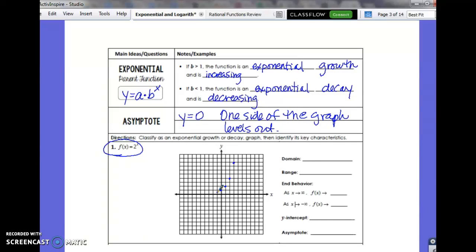-0.5. Okay. Alright. And then in your table, as you notice, as your x values become more and more negative, what happens to your y values? Do they become negative? No, they just get smaller and smaller and smaller. Alright. So this side of the graph, the left-hand side of the graph, levels out. The right-hand side of the graph is going up to infinity. Okay, so that does represent an exponential growth function. Shouldn't be a big, huge shock. B, your base is 2. That's bigger than 1, so it's growth.